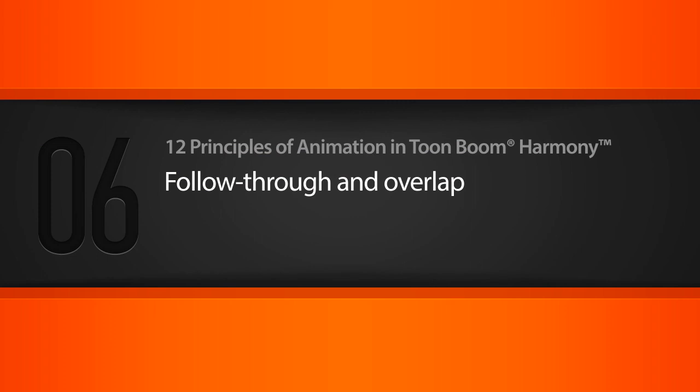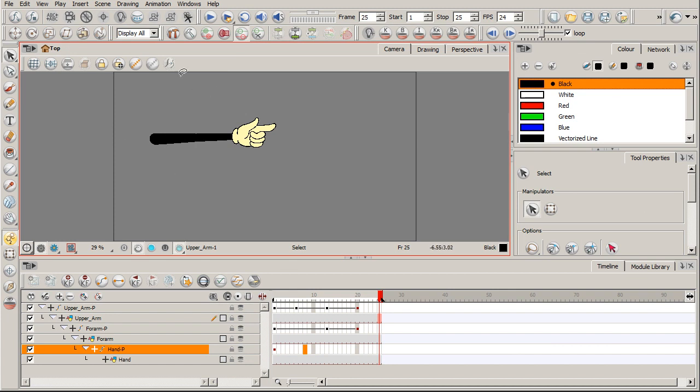In this lesson, we'll learn about the principle of follow-through and overlapping action. So let's go ahead and get started. So we've got a simple animation here that I want to share with you. It's just an arm kind of rising up here and pointing. And while the action itself is very clear and direct, it's also very rigid and robotic.